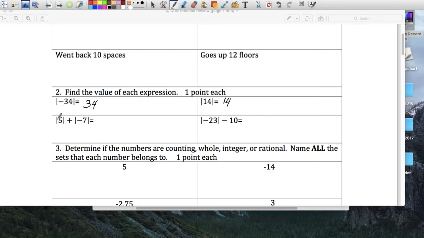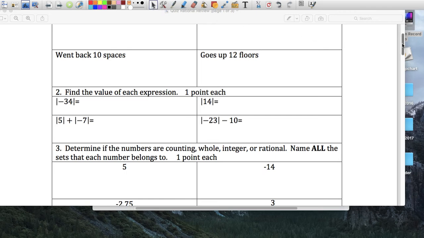Here I have to take the absolute value first. Absolute value of 5 is 5, plus the absolute value of negative 7, which is 7, gives a total of 12. Absolute value of negative 3 is 3. Now I can subtract 10, and that gives us negative 7. Remember, absolute value is the distance that a particular number is away from 0.